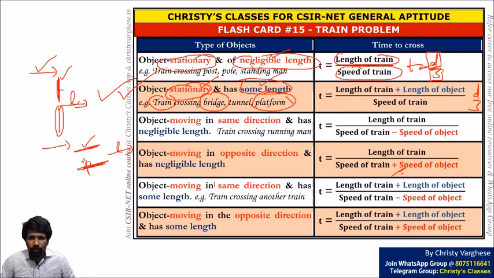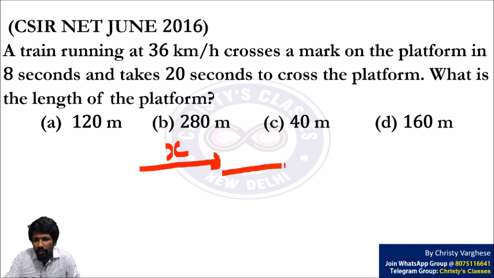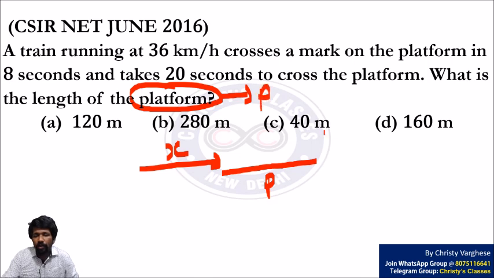One more question I will show of the same type. Okay, so let's start explaining. A train running at 36 km per hour crosses a mark on the platform in 8 seconds and takes 20 seconds to cross the platform. So there are two situations. Let's separately analyze it. After teaching you the separate analysis method, I will tell you a shortcut method which will do the solution faster. So here a train length is there, we don't know that length, so let the length of the train be x and the length of the platform be p. We want to find the length of the platform. Remember that p is our required unknown.